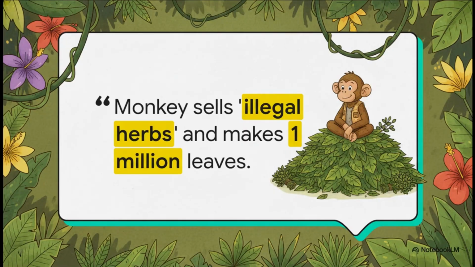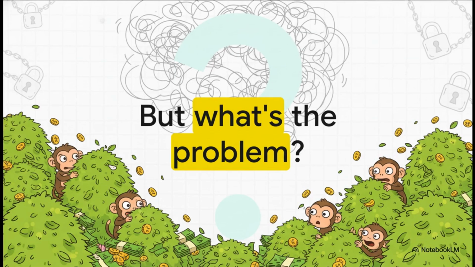So first up, let's meet our guy. This is Monkey. And Monkey, well, he has a pretty successful side hustle selling, let's just call them illegal herbs. The business is good. So good, in fact, that he's now sitting on a giant pile of 1 million leaves. In the jungle, that's some serious cash. A million leaves? That sounds amazing, right? Monkey should be set for life.